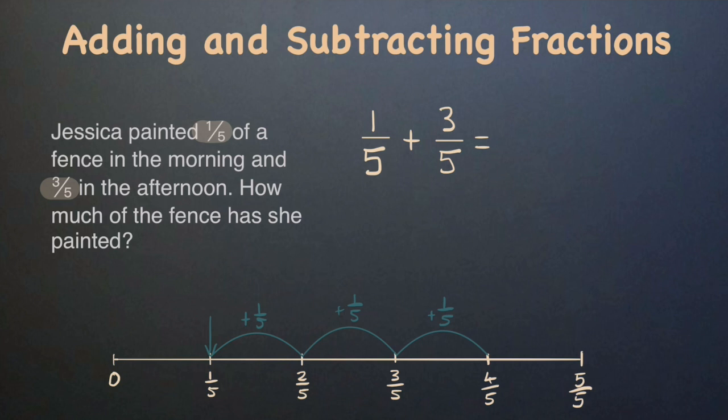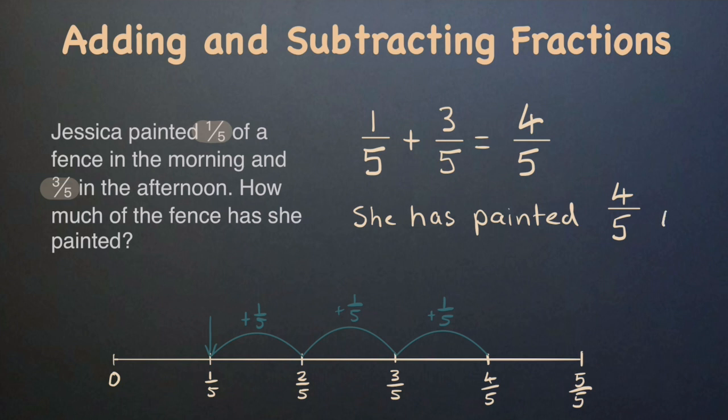So our answer is going to be 4/5. If we wanted to really complete it well, we could write she has painted 4/5 of the fence. Let's have a look at one more.